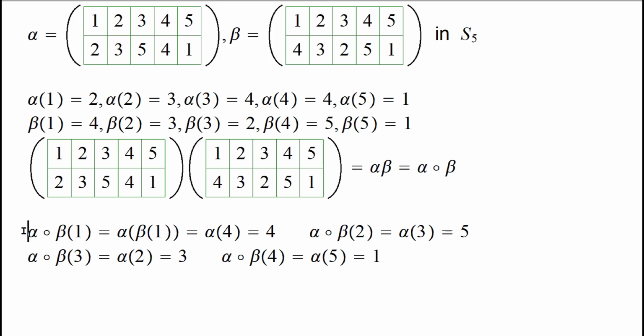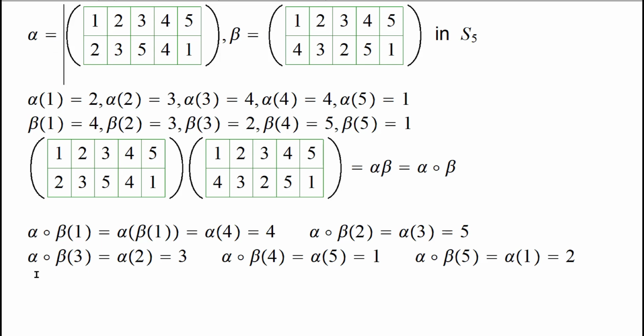And then we have just one more left. We can write it quickly. So we are writing that of 5. Here we have beta of 5, and beta of 5 is 1, and alpha of 1 is 2, right? So 5 goes to 2.